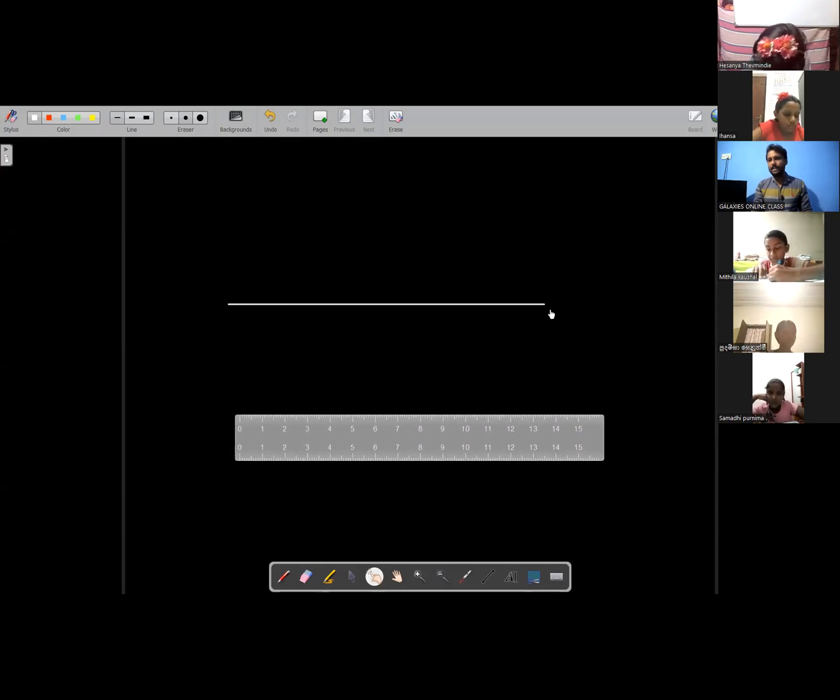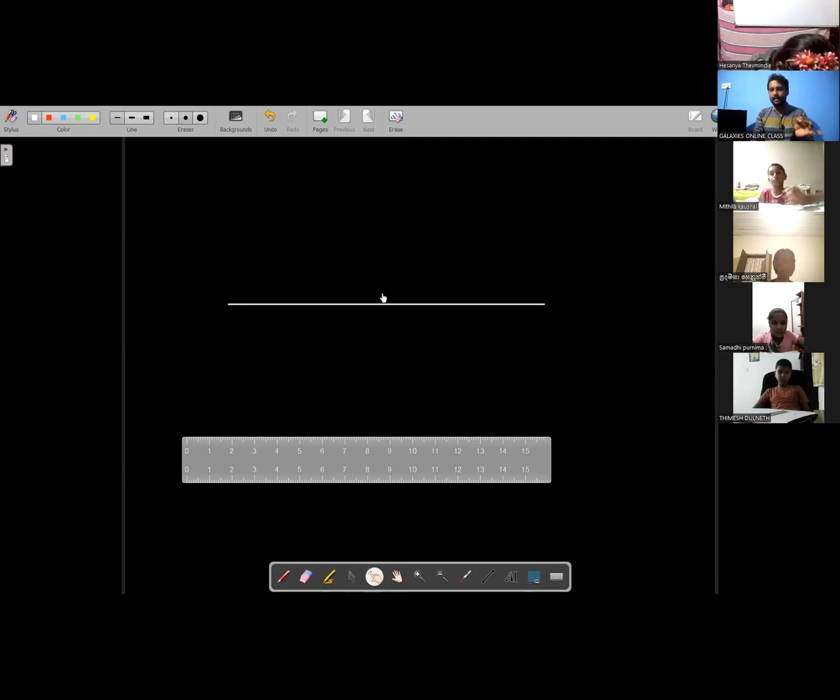Okay. Now look at this. That's the straight line segment. After you draw it, you can write on the two ends, either side, English capital letters. I will write this one as capital A, this one as capital B.